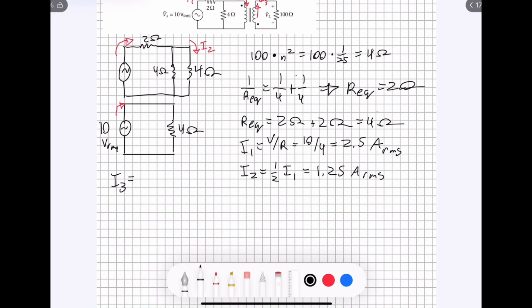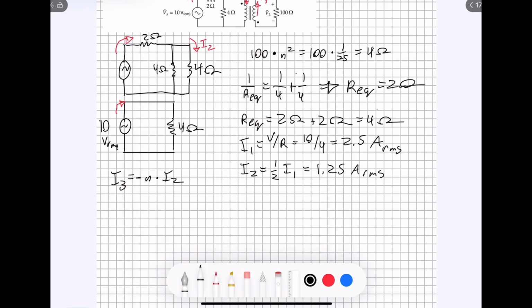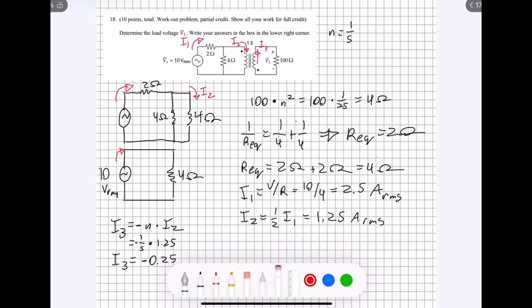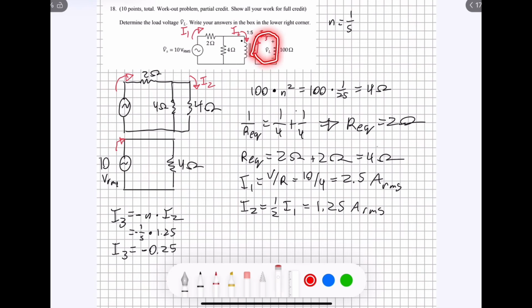I3 is equal to negative N times I2, which means it's going to be equal to -1/5 times 1.25. And that means our I3 value is going to be equal to -0.25. We're almost done, because that gives us the current that goes all the way through here, including through where our voltage drop is that we're trying to find.